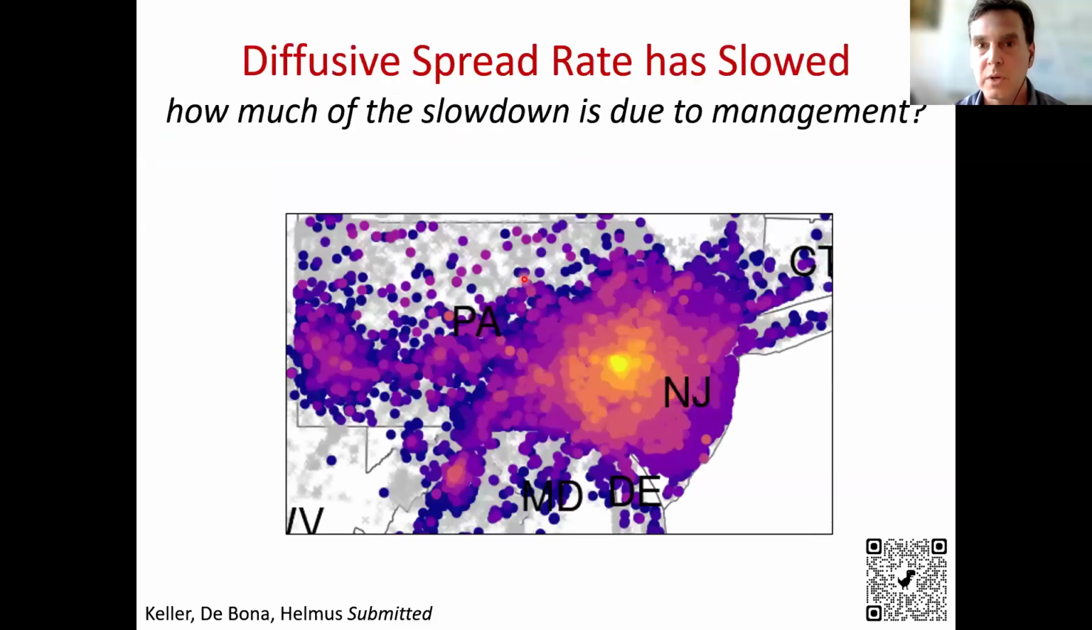And so now we're trying to figure out why that is. A big question is whether or not this slowdown is due to management, because there has been a massive amount of management in this landscape with spotted lanternfly. And so that might be one of the reasons why diffusive spread rate has slowed.